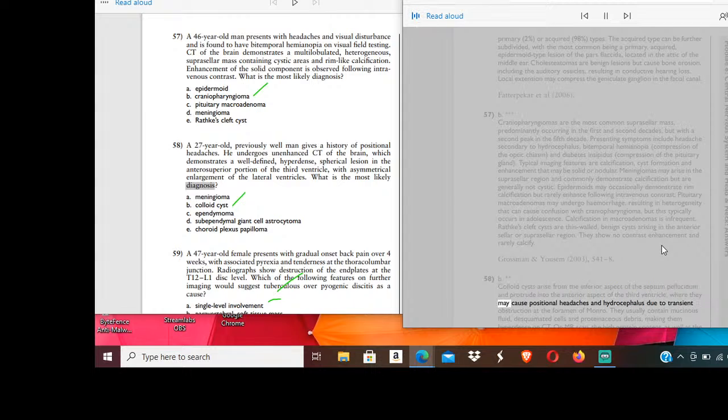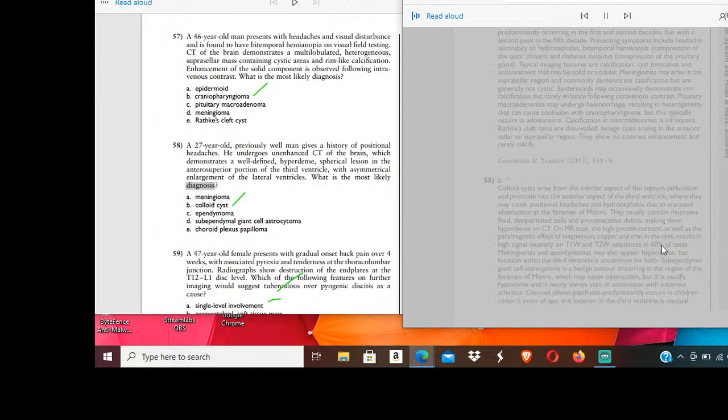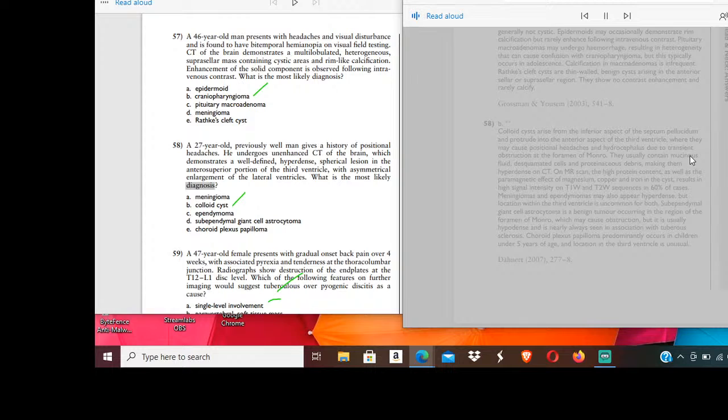aspect of the third ventricle, where they may cause positional headaches and hydrocephalus due to transient obstruction at the foramen of Monro. They usually contain mucinous fluid, desquamated cells and proteinaceous debris, making them hyperdense on CT. On MR scan, the high protein content, as well as the paramagnetic effect of magnesium, copper and iron in the cyst, results in high signal intensity on T1W and T2W sequences in 60% of cases.